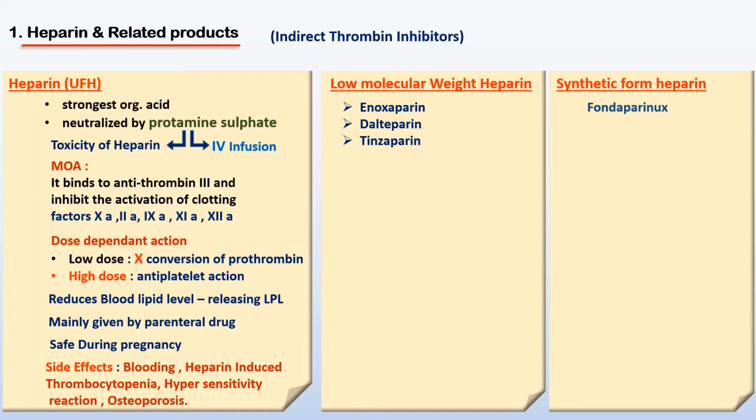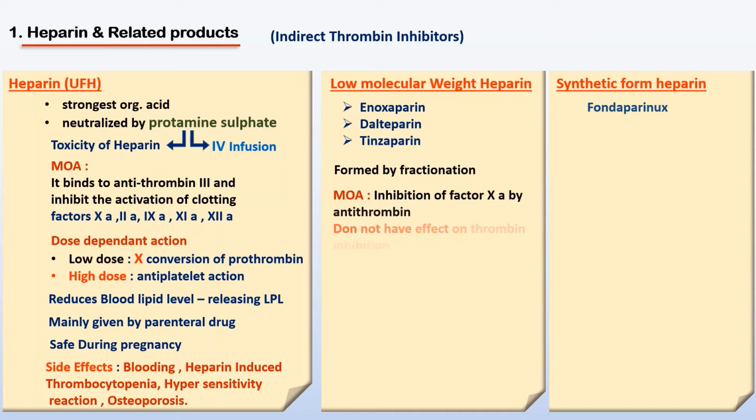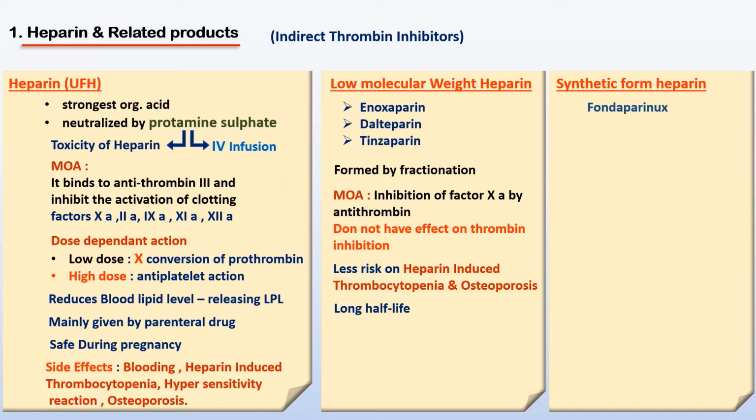Now talking about the low molecular weight heparins, these are formed by the fractionation of standard heparin, and the mechanism of action is the inhibition of factor Xa through antithrombin, but they do not have any effect on thrombin inhibition. They have less risk of heparin-induced thrombocytopenia as well as osteoporosis. And these drugs have a long half-life.